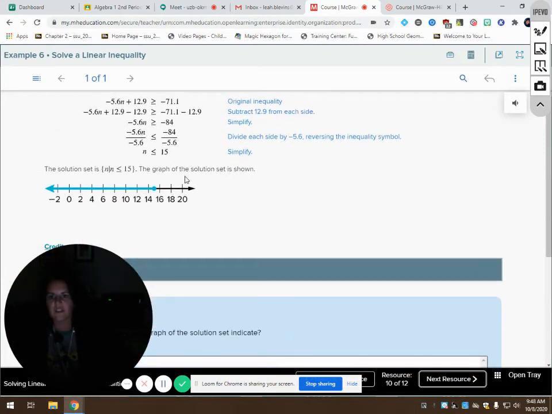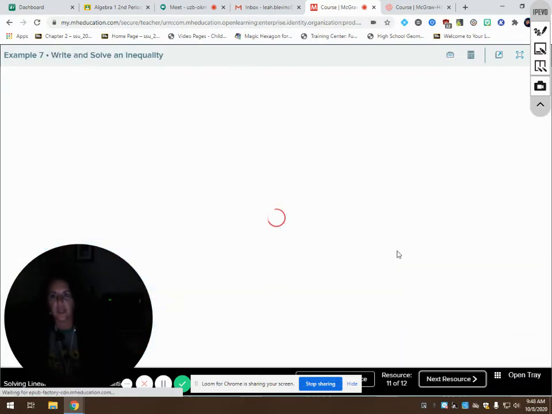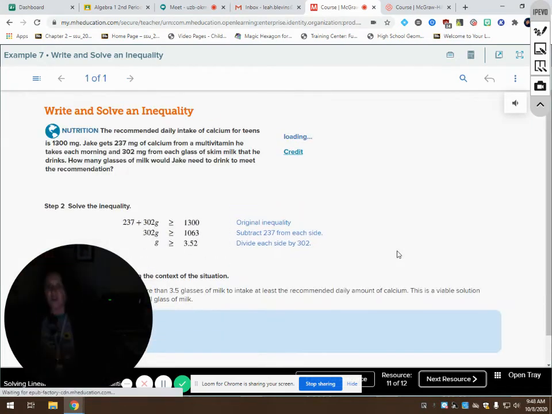So we have the solution set here. When I graph this, n is less than or equal to 15. So we put a solid dot on the 15. We're looking at all the values greater than, no, not greater than, less than or equal to. So showing that it is 15, I include it by a closed dot, and everything less than it goes to the left. And my last problem for the day, writing and solving an inequality.